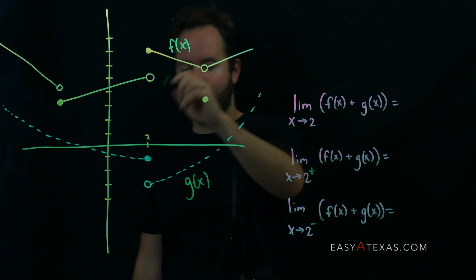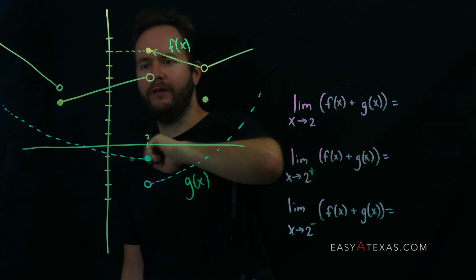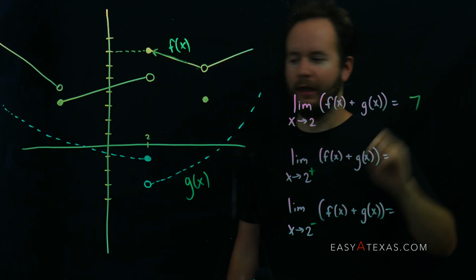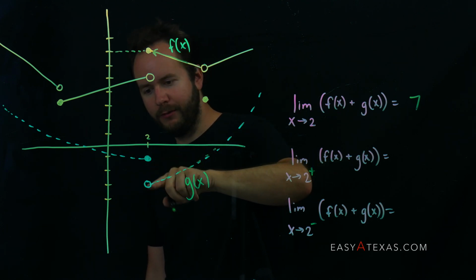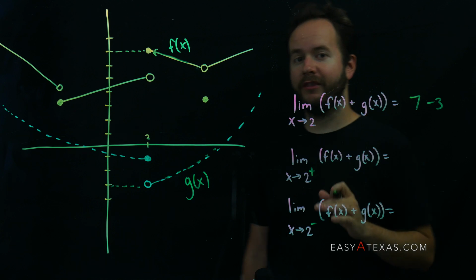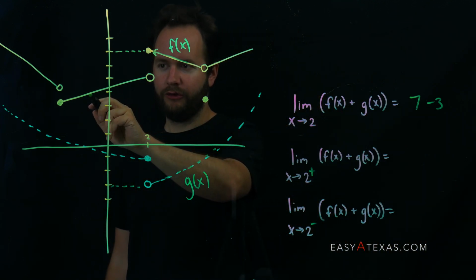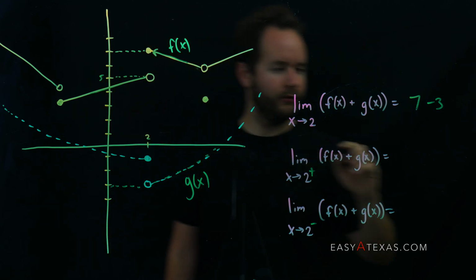As we approach 2 from the right of f, we see we approach the y value of, looks to be 1, 2, 3, 4, 5, 6, 7. As we approach 2 from the right on g of x, we seem to be approaching the y value of negative 3. Let's do the same exact thing, but approaching from the left. As we put our pencil on the curve of f and trace from the left, we approach the y value of 5. So we could have 5 here.